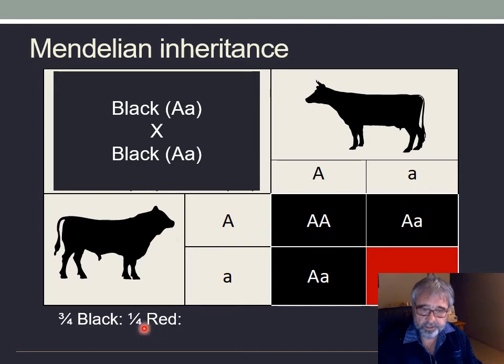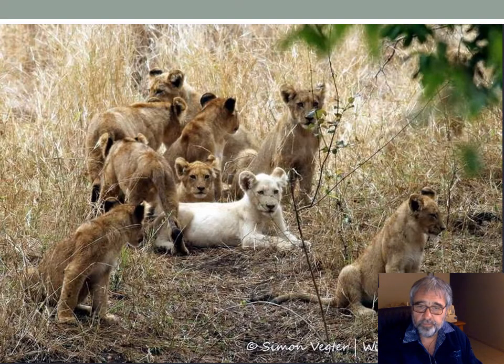In this case you will have 3/4 black, 1/4 red, but of those 3/4, only 1/4 will be pure black animals. This is what we sometimes get in nature, like for instance with lions, where the dominant color would be the golden color of lions, but every now and again, when two carriers are mated, you can have a white lion popping up because that's a recessive coat color.